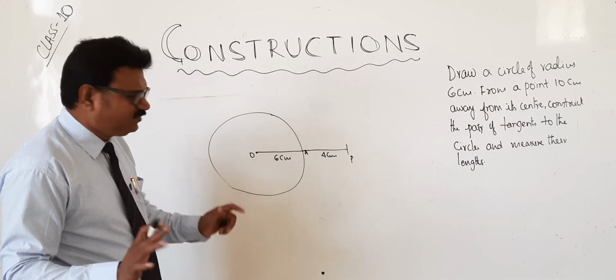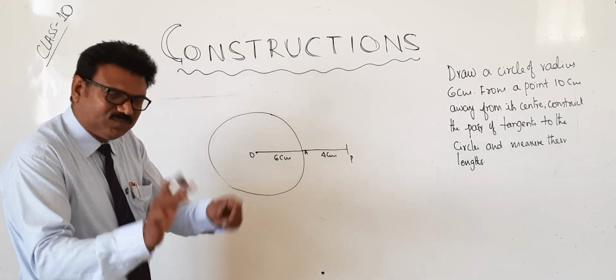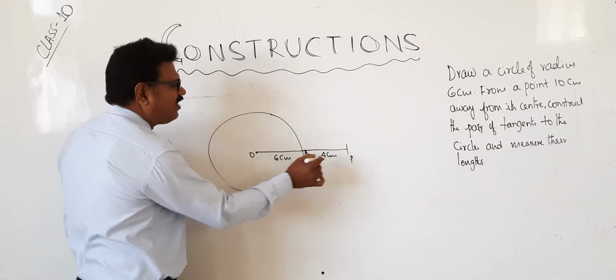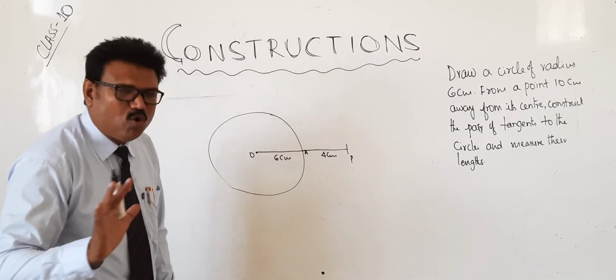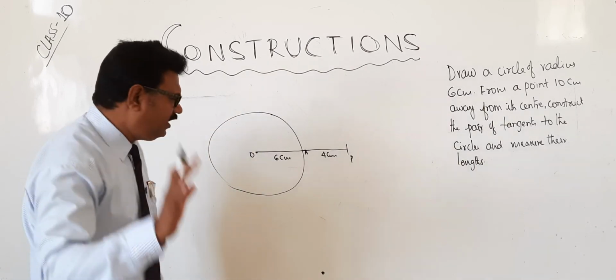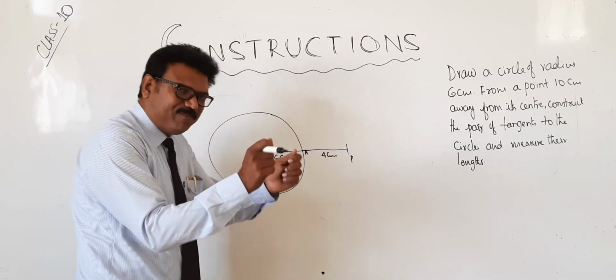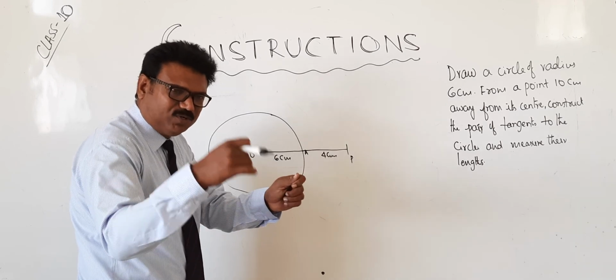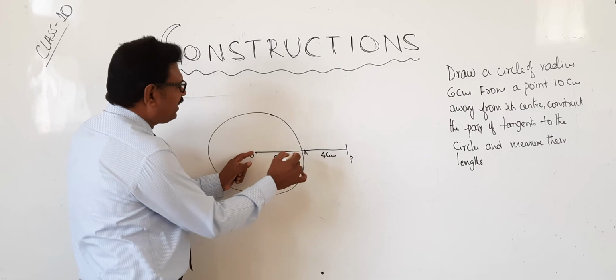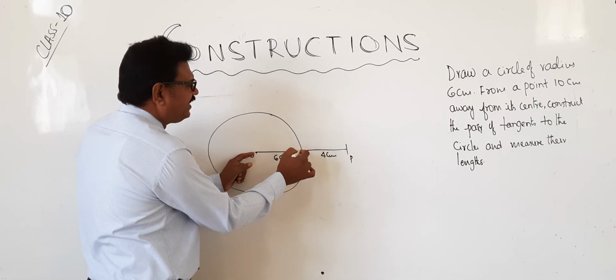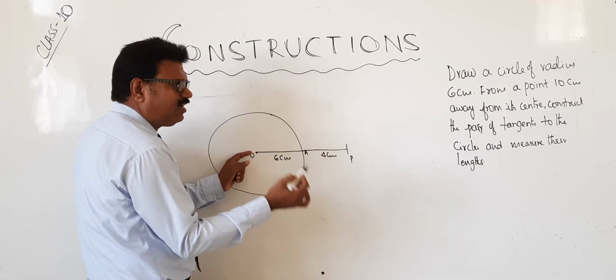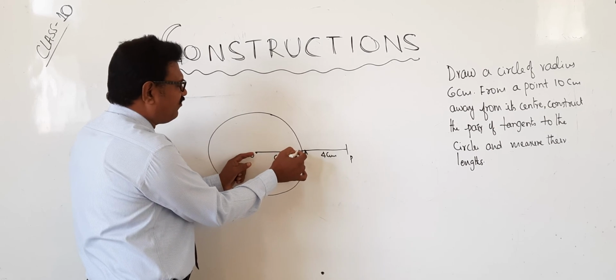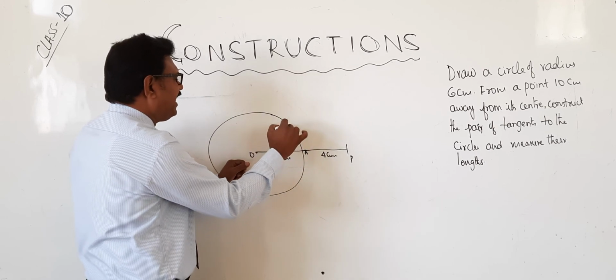Now you do one thing. Take your compass. Take more than half. Now we have to bisect the OP. How to bisect? Take your compass and put the pencil. Approximately from here to here it is 6, here to here it is 4, means approximately take more than half. Now cut like this.